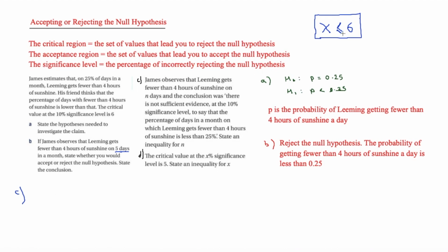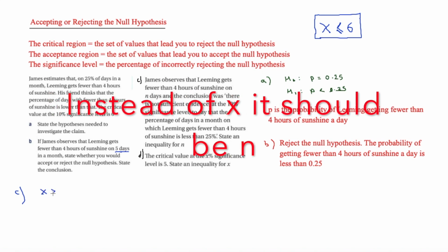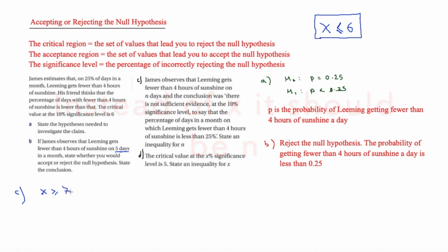So in order for this to be correct, it means that the critical value, which is normally less than or equal to 6, is going to have to be x is more than or equal to 7. And that's because if it was any lower, it would be in the critical region and we would reject H0. But in order to accept H0, x is going to have to be more than or equal to 7. So that is the value of n.